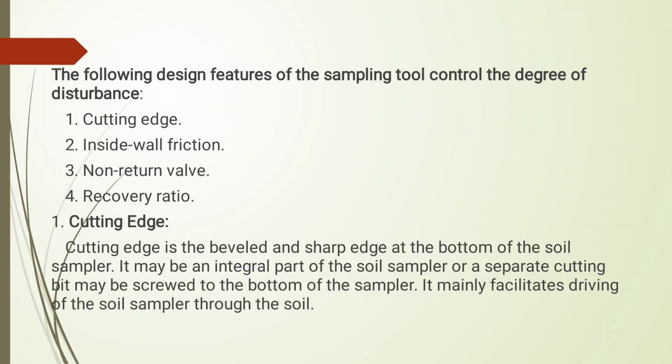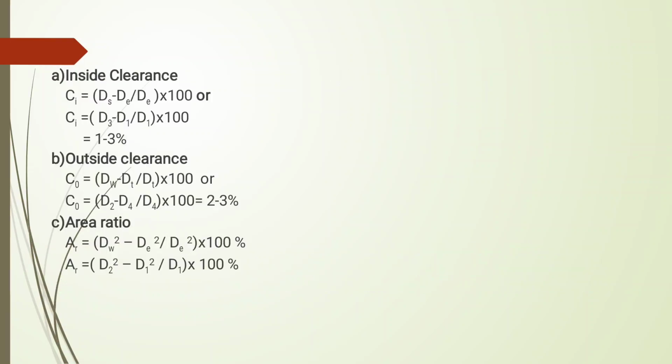So during the sampling process, the sampling tools have some design features. First one is the cutting edge. The main function of the cutting edge is driving the sampler into the soil. So it should be sharp and it is provided at the bottom of the sampler. Next one is inside wall friction.